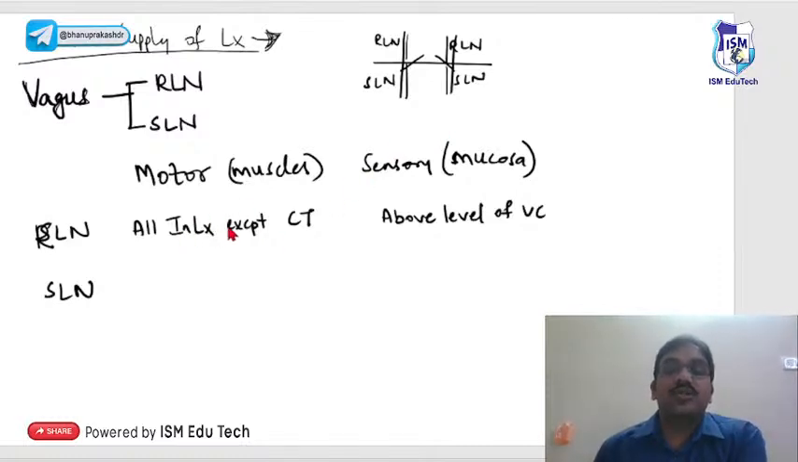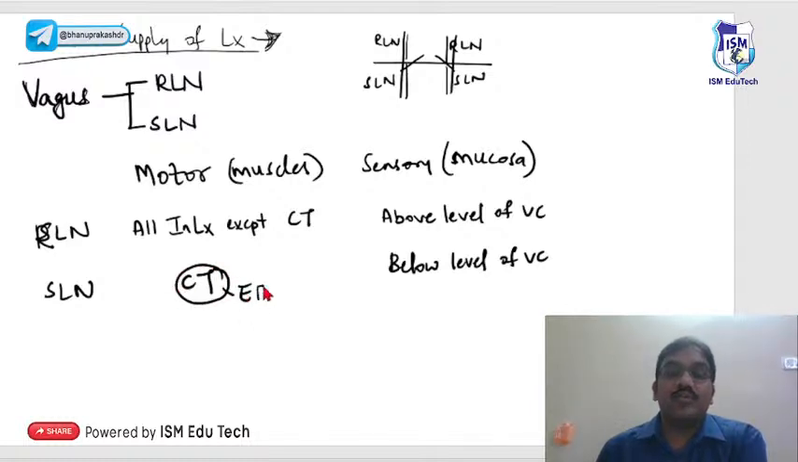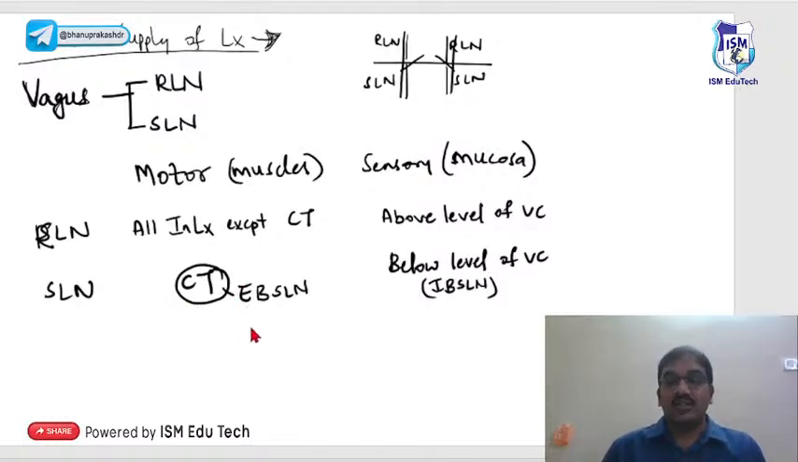Coming to the motor supply, all muscles except the cricothyroid are supplied by the recurrent laryngeal nerve, and the SLN supplies only the cricothyroid and also the sensory supply below the level of the vocal cord. Remember one thing: the cricothyroid is supplied by the external branch of the SLN, and below the level of the vocal cord it is supplied by the internal branch of the SLN. You need not memorize it. The mucosa lies inside the larynx, so to supply inside the larynx only the internal branch can supply. The external branch cannot supply the internal part, so the external branch will supply the cricothyroid muscle. I hope this is clear.